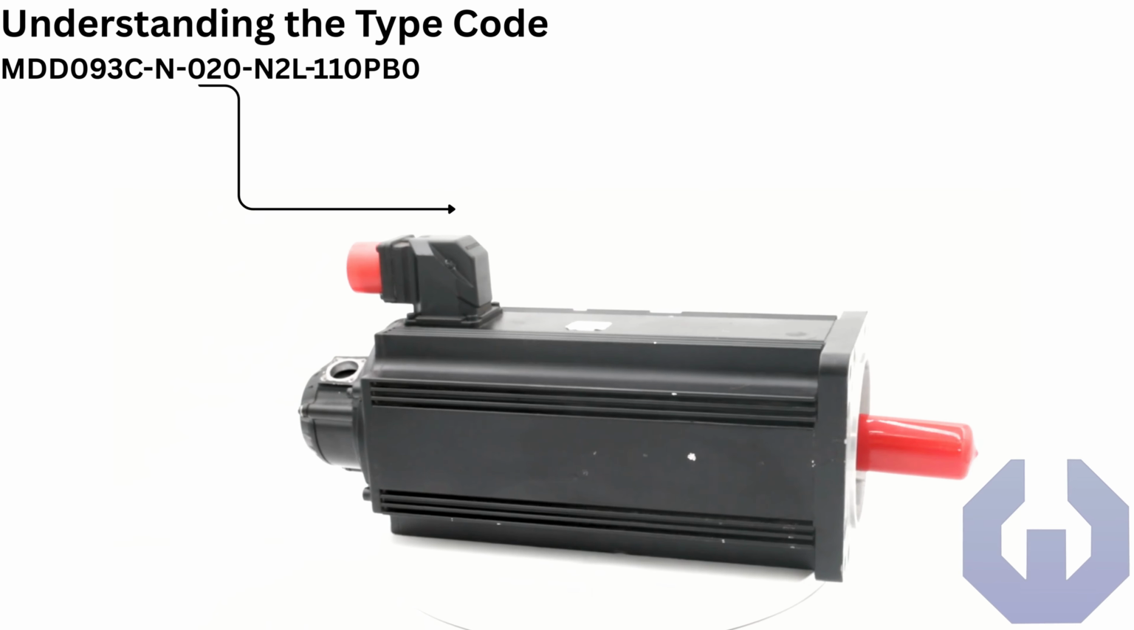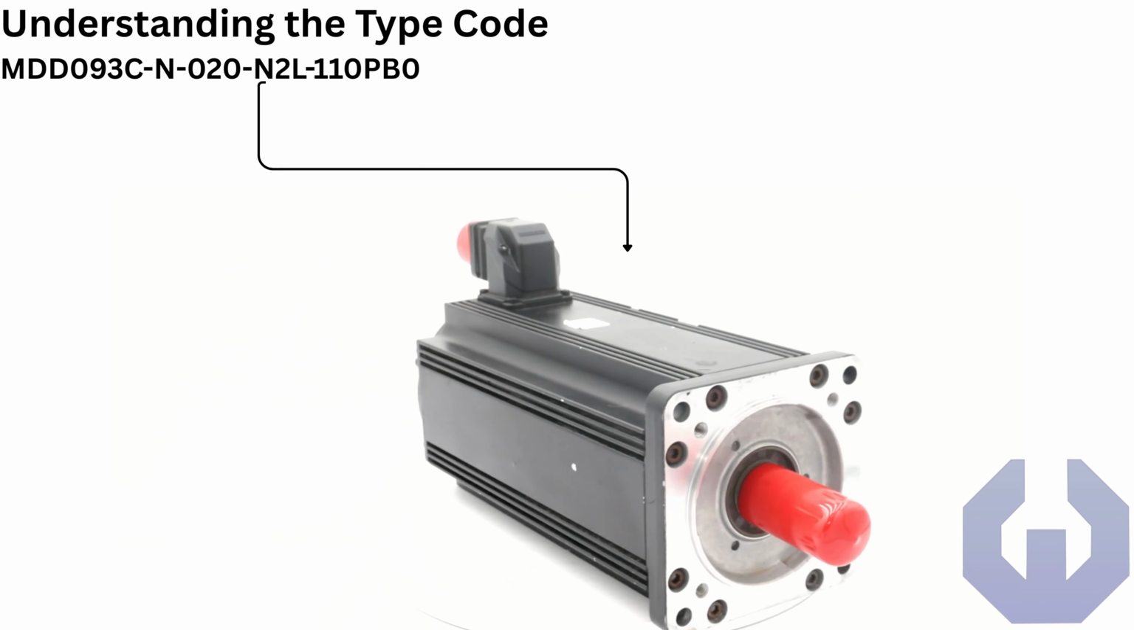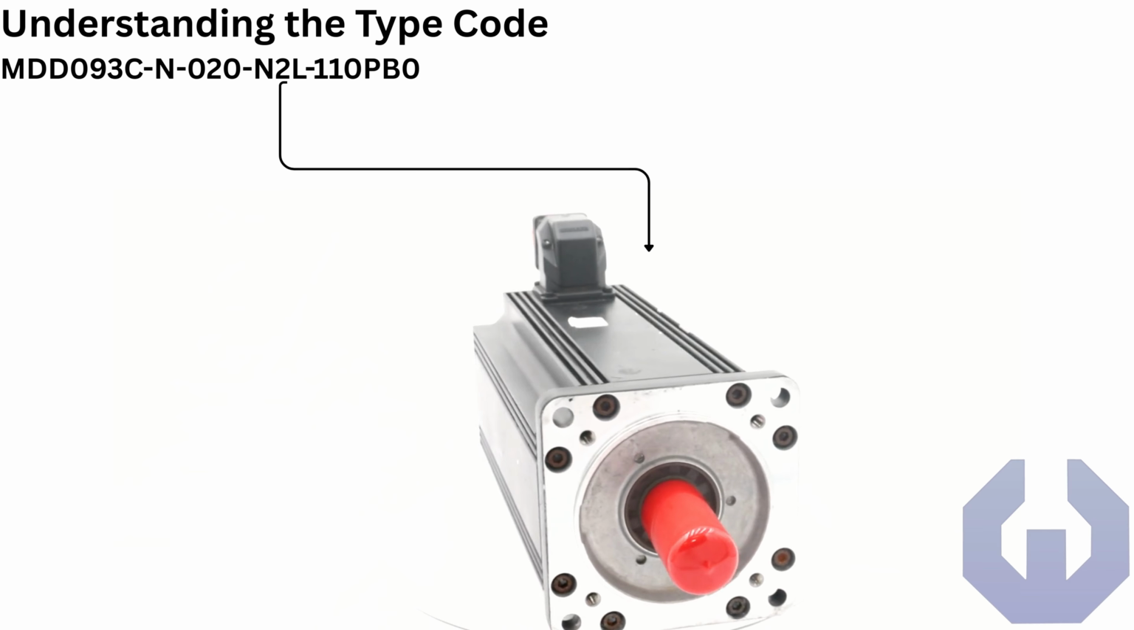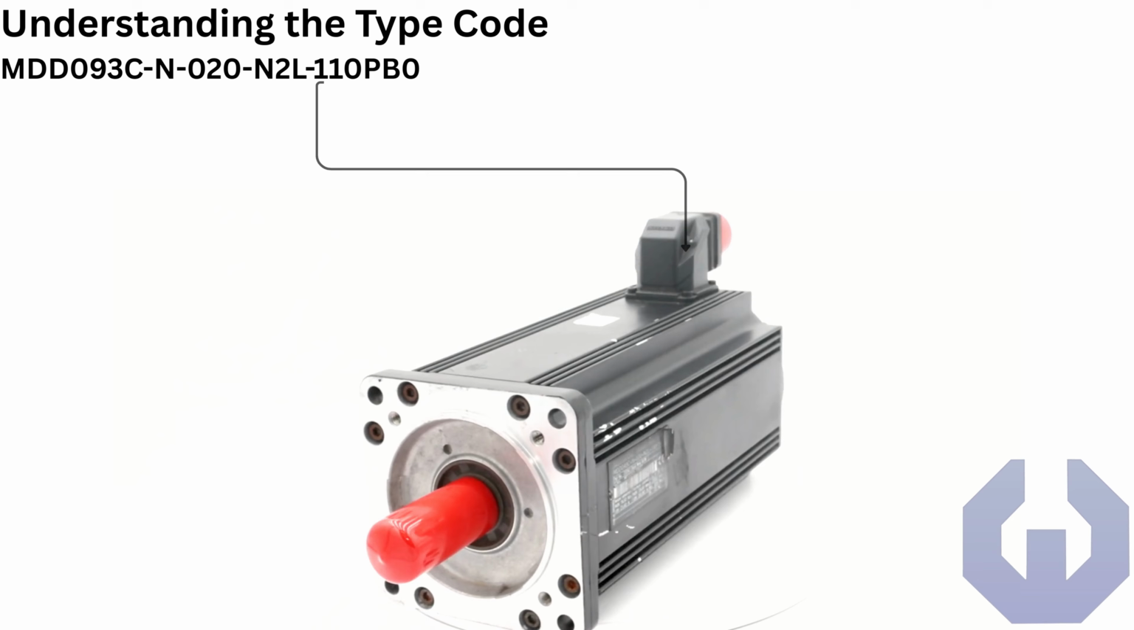020 denotes a nominal speed of 2000 min superscript 1. N denotes a standard balancing class. 2 denotes a standard shaft end. L denotes digital servo feedback for the motor.